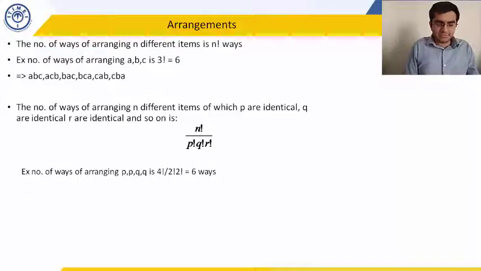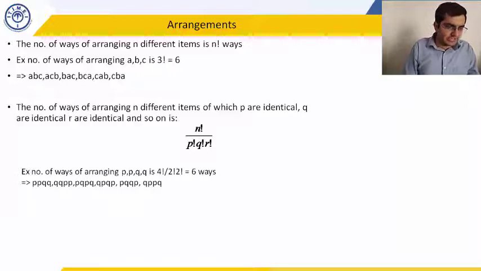So let's take 4 items P, P, Q, Q, of which the 2 P's are identical and the 2 Q's are identical. So the number of ways would be, using the formula, 4 factorial divided by 2 factorial, 2 factorial, since P is 2 items identical and Q is 2 items identical. Now we know that 4 factorial is 24, divided by 2 is 12, divided by 2 is 6. But what are these 6 ways?